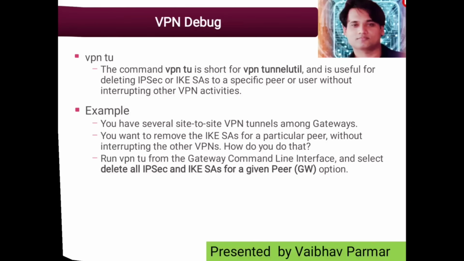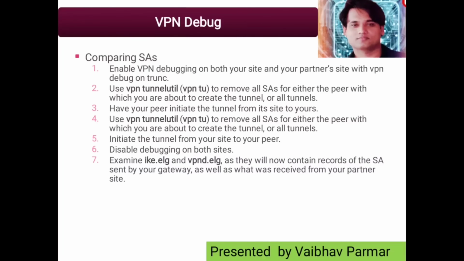Let's understand comparing SAs. This is a quick process to verify that you and a potential VPN partner are configured correctly. Number 1, enable VPN debugging on both your site and your partner site with vpn debug on trunc. Number 2, use the vpn tunnelutil command to remove all SAs for the peer with which you are about to create a tunnel, or for all tunnels.